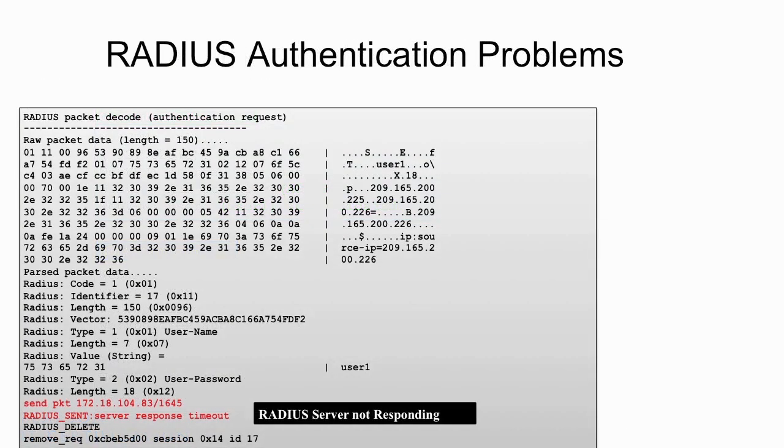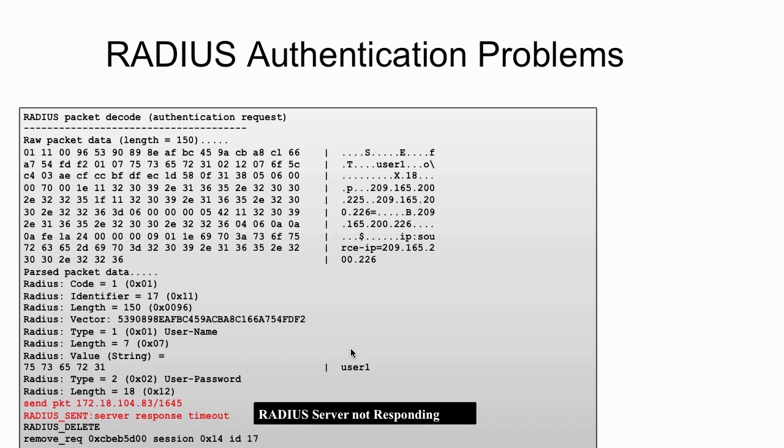So you can combine these debugs with other ones, like the RADIUS debug that I'm showing here, which can display very detailed information, even the packet decode of the authentication request. Here you can see details of even the source IP address and the raw packet data. User1 was trying to establish a VPN connection. You see that a RADIUS packet was sent to the 172.18.104.83 RADIUS server on port 1645. And then after that, you see that the server responds with a timeout. So the RADIUS server is not responding in this example.